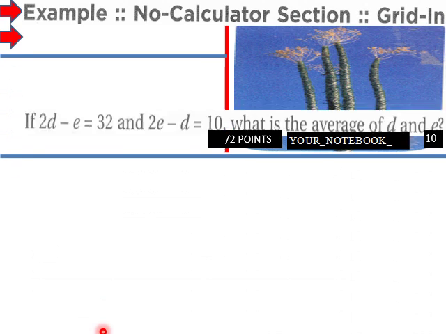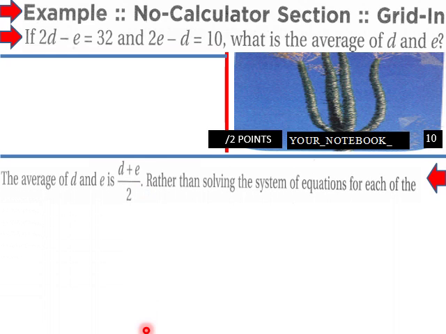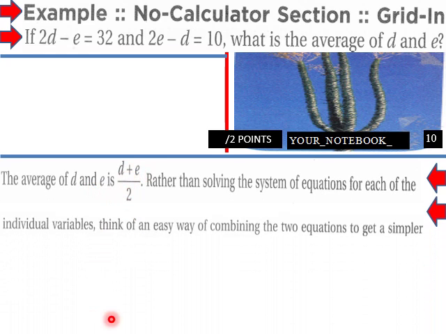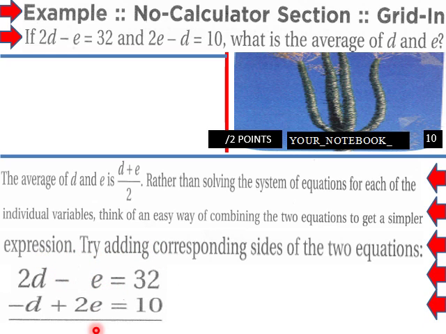Page 10, example, no calc section, grid in. 2d minus e equals 32, and 2e minus d equals 10. What is the average of d and e? The average of d and e is d plus e over 2. So that would be one way to find the average. So 2d minus e equals 32, and minus d plus 2e equals 10. Adding gives d plus e equals 42.